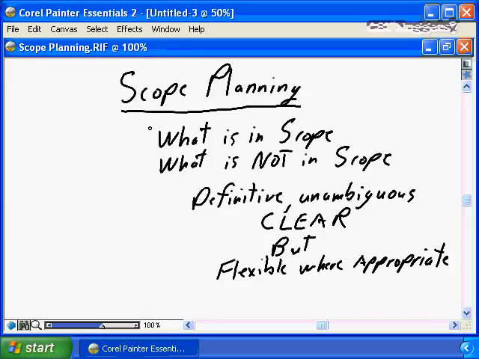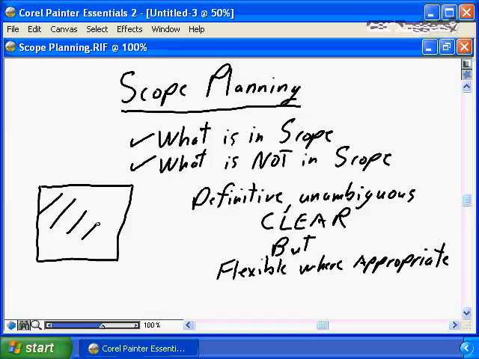It's defining what is in the scope, what the project is responsible for, what must the project complete to be successful, and as important, and sometimes more importantly, it's defining what is not in scope. It's defining a box with a crooked side, and everything inside that box is in scope. Everything outside the box is not in scope.